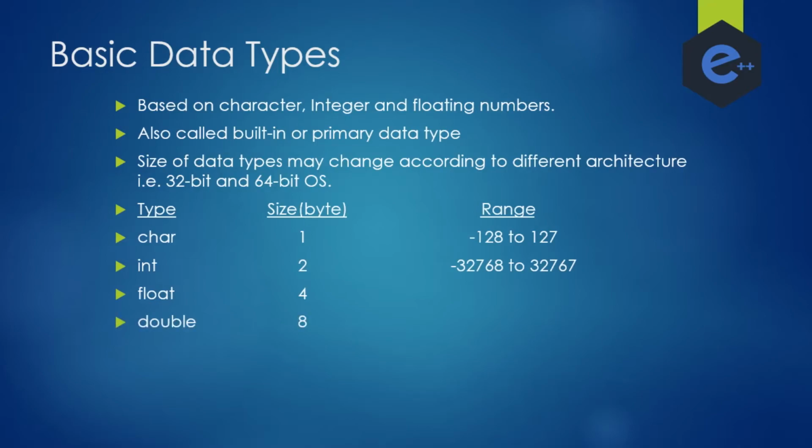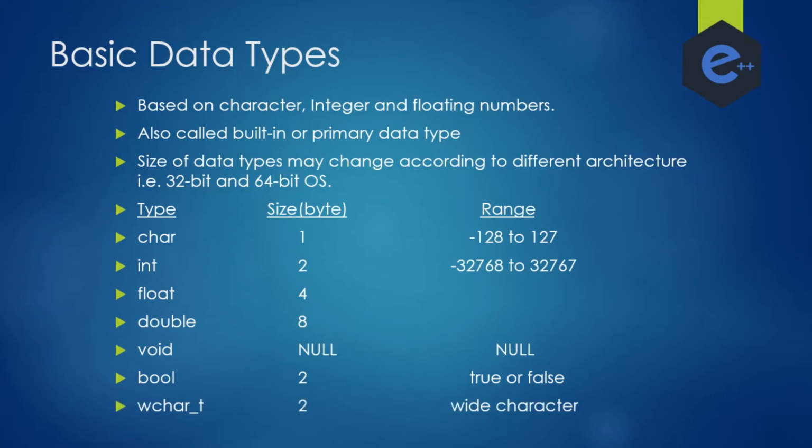4. Double takes 8 bytes memory. 5. Void does not take memory. 6. Bool takes 2 bytes memory and is either true or false. 7. wchar_t takes 2 bytes memory.